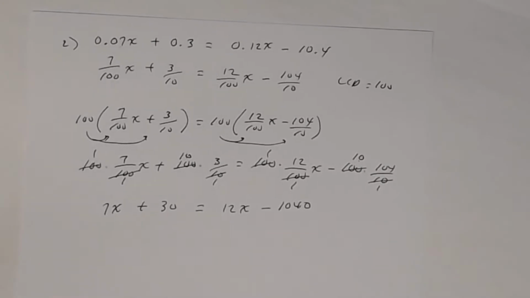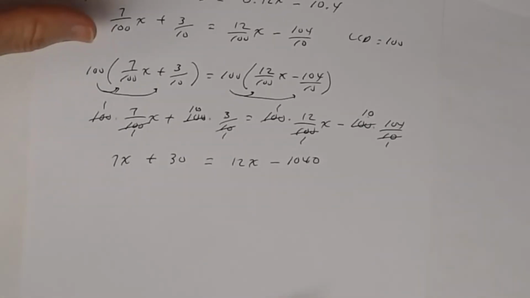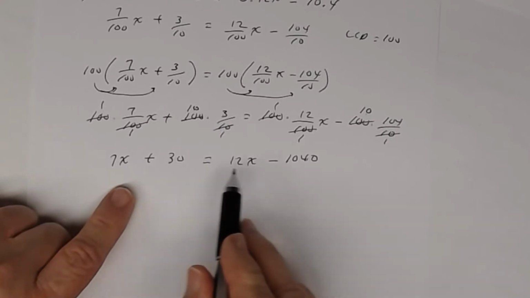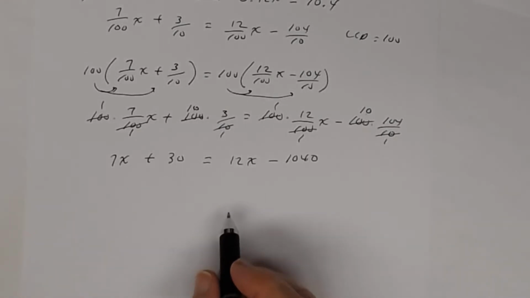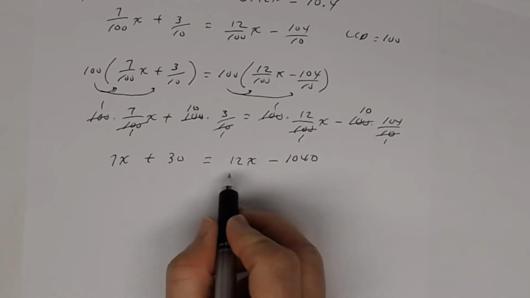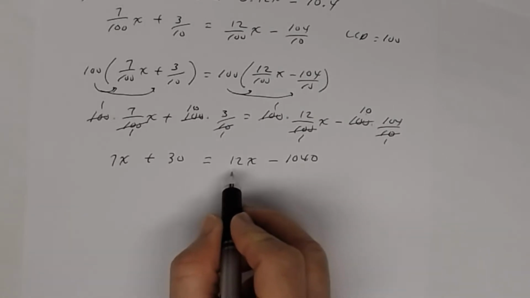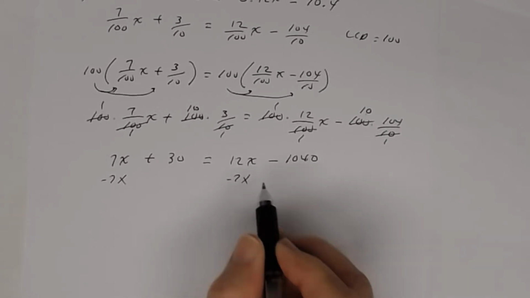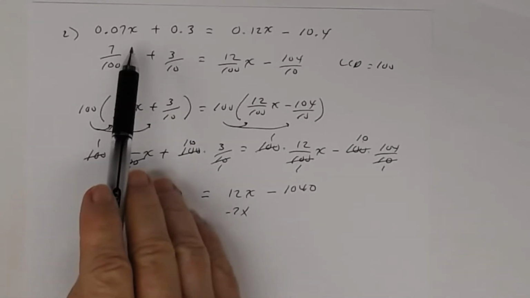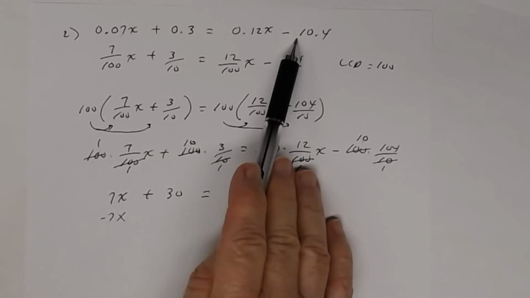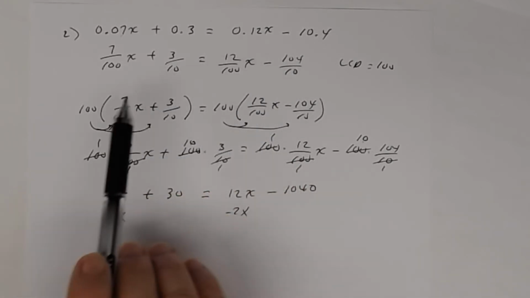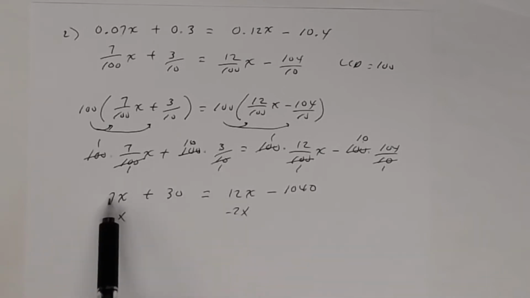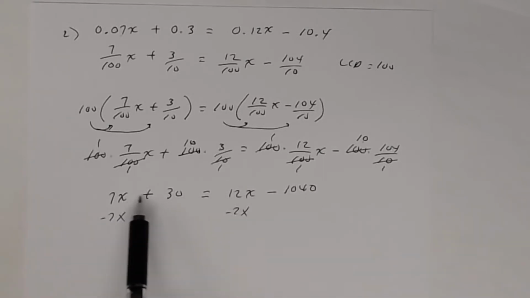1,040. All right. And so now let's go ahead and bring all the variables to one side, constants to the other, since we have a linear equation. And I'm going to bring the variables to the left-hand side. So I'm going to subtract 7x from both sides. Before I go on, I want you to notice I went from a decimal equation to a fractional equation to an equation in which you don't see any fractions or decimals.